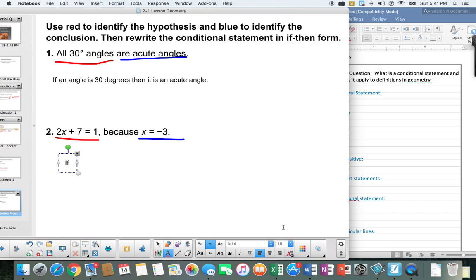And we'll say if 2x plus 7 equals 1, then x is equal to negative 3.